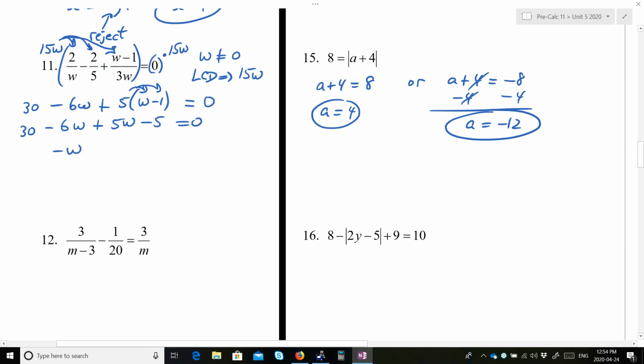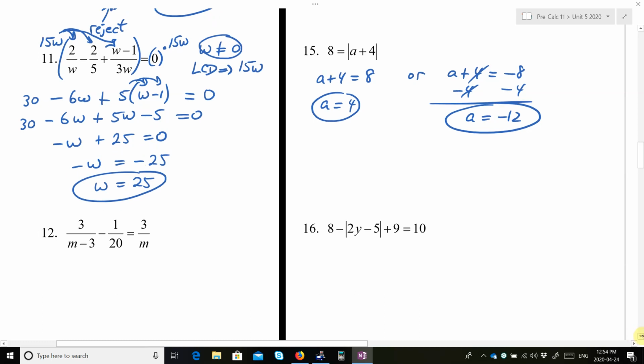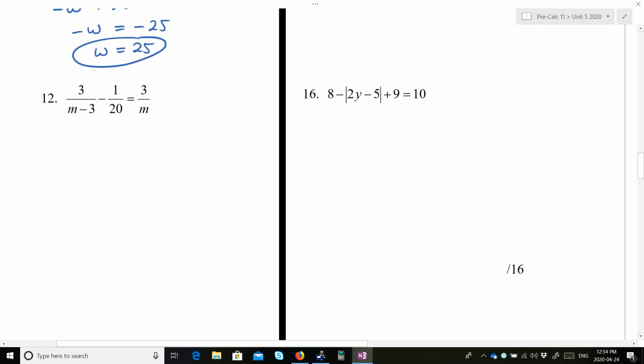This will be negative w plus 25 equals 0. So negative w equals negative 25, and so w equals 25. Again, that doesn't conflict with w not equaling 0, so that's a good answer. Okay, how about number 12?